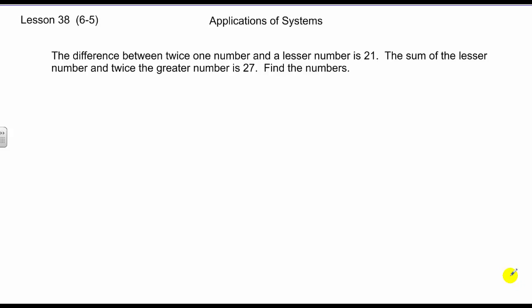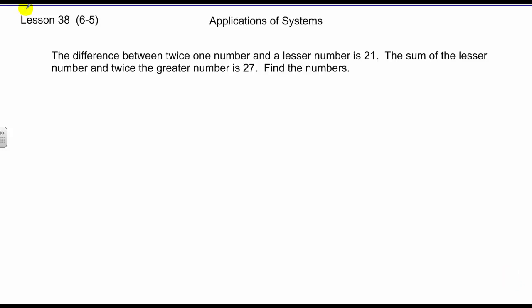In this first problem, it says the difference between twice one number and a lesser number is 21. Now, there's not necessarily a relationship between those two numbers there. Let's read the second sentence. The sum of the lesser number and twice the greater number is 27. So again, that doesn't give us comparability, or how we can express one number in terms of another as much. So this sets itself up for two variables.